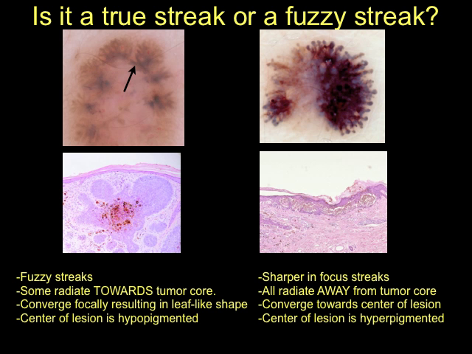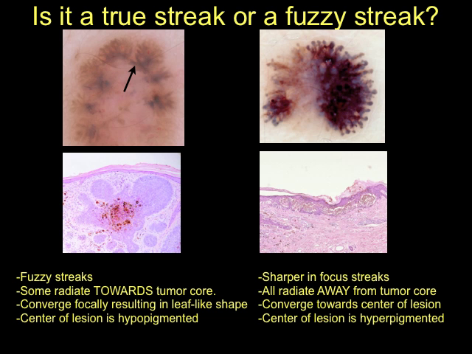The lesion on the left is a basal cell carcinoma with fuzzy streaks. Notice that some of the streaks, as highlighted by the arrow, are radiating towards the tumor itself. Also notice how the streaks are converging focally at the periphery, creating the so-called leaf-like structure. Also notice that the central portion of the tumor is hypopigmented.